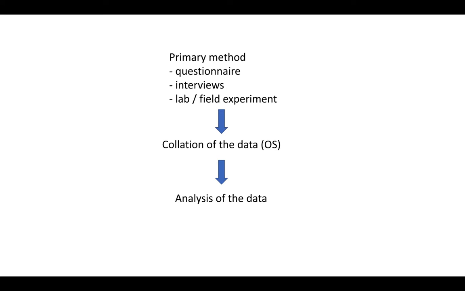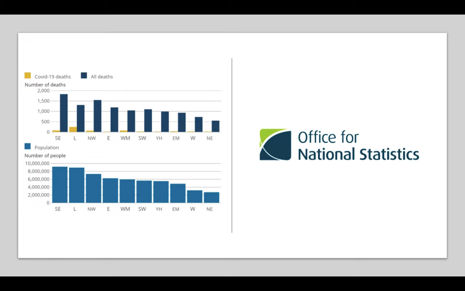Let's have a look at some of the examples of the type of things that the government collects. Well, the first thing that you need to know is there is a government body which is in charge of this, and it's called the Office for National Statistics. It's absolutely fine in your exams to write ONS. Everybody knows what the ONS is. The Office for National Statistics is the part of the government that collects data.